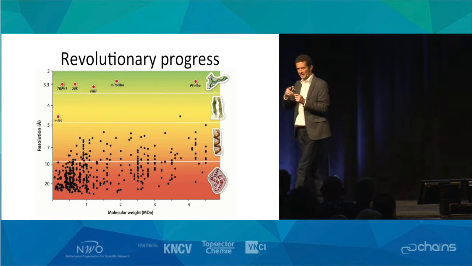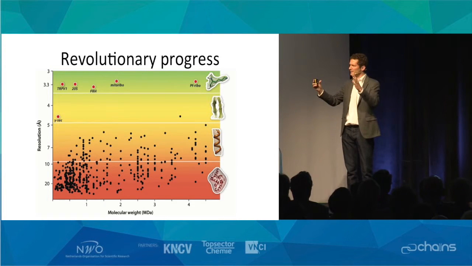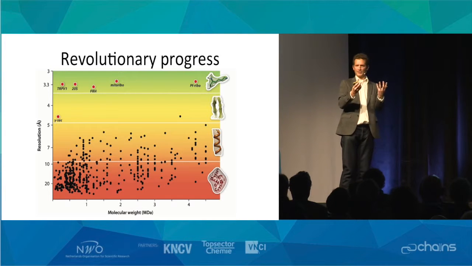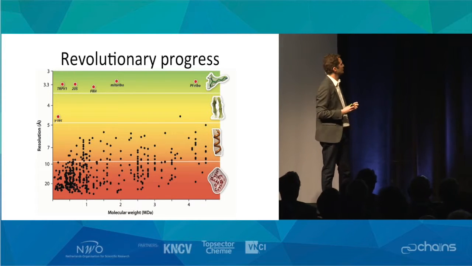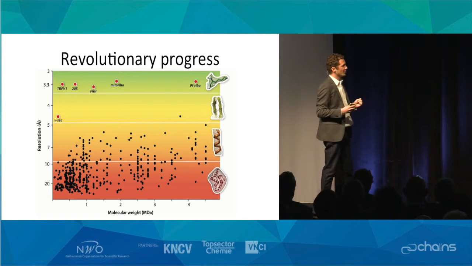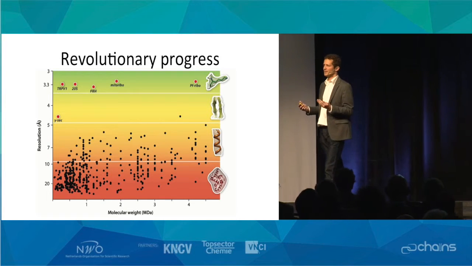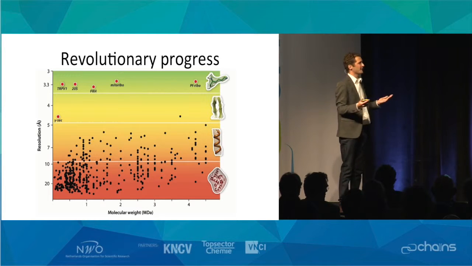And what I plot on the x-axis is molecular size, because the larger something is, the easier it is to see in any microscope, also an electron microscope. It becomes easier to determine the top and the side and the front view, so you can put those 2D transforms back together. On the y-axis is resolution, so how much detail can you see in the structures? And you can see that for the bulk of them, resolution gets limited to about 10 to 20 angstroms.